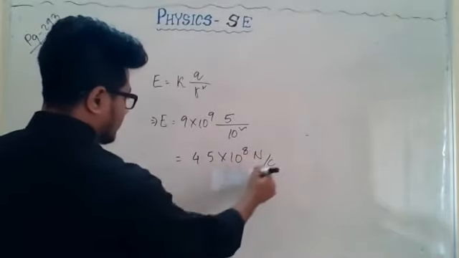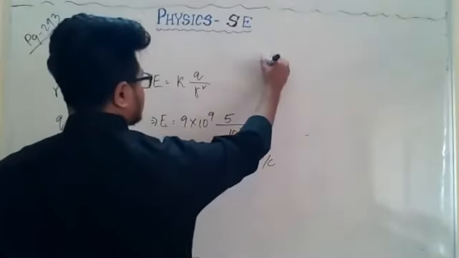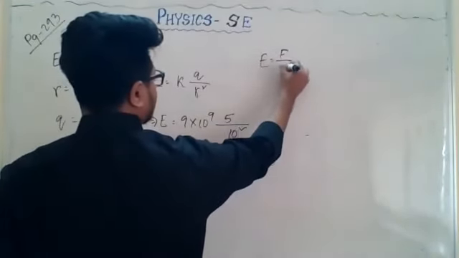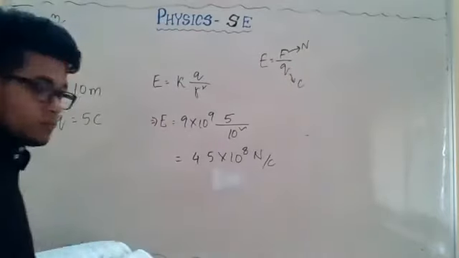The unit of electric intensity is Newton per coulomb. If you remember that we had this equation, electric intensity is equal to F by Q. F is Newton, Q is coulomb, so Newton per coulomb.